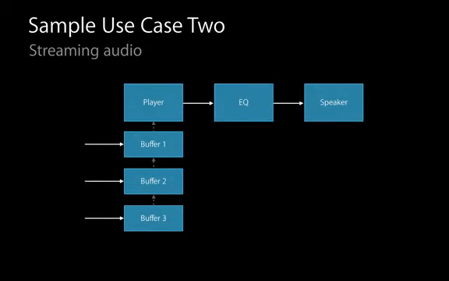Here's another use case. You have a streaming application, and you receive data from a remote location. You can now stuff this data into different buffers and schedule them on a player. You can run the output of the player through an EQ, whose UI you present to the user so that they can tweak the EQ based on their preference. The output of the EQ then goes to the output hardware. So these are just two sample use cases. You'll be able to do a whole lot more once we talk about AVAudioEngine. So let's get started.